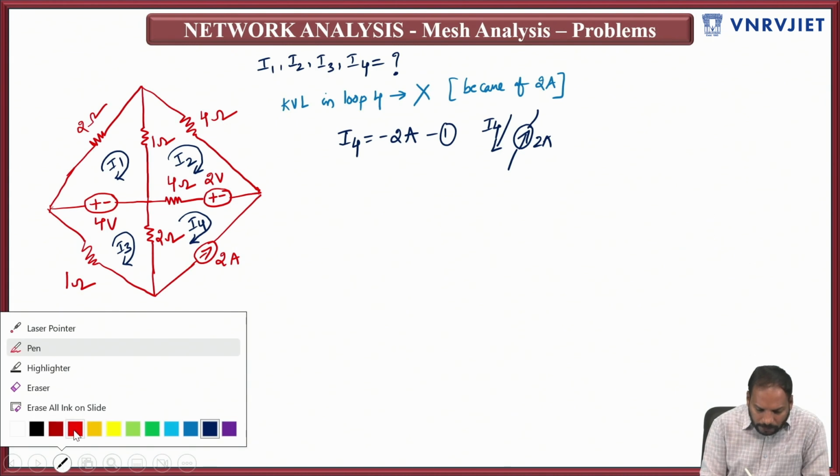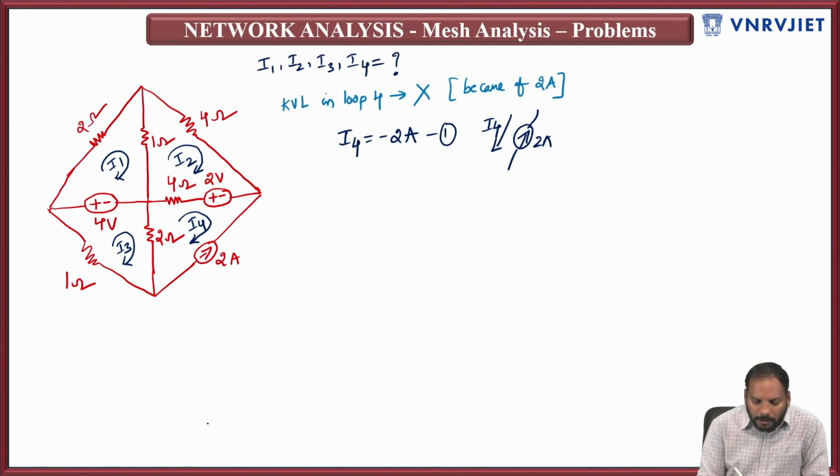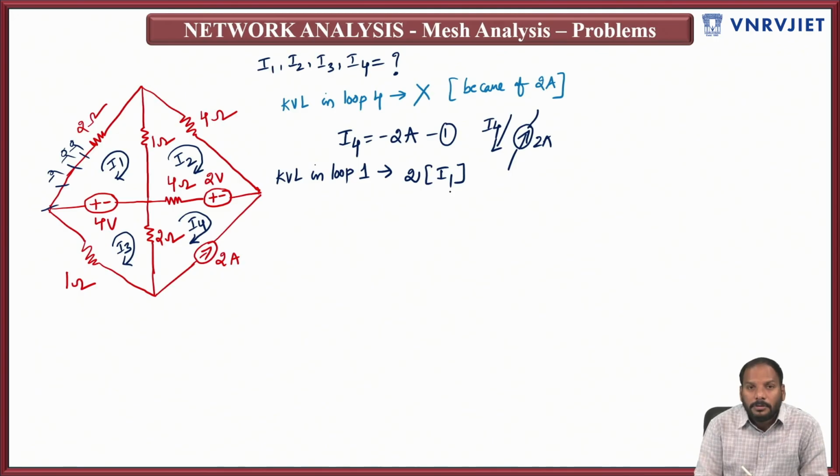So going ahead, applying KVL in loop 1. I start here, I walk like this, I walk like this, I walk like this. So KVL in loop 1. So this is something 2 times. Check the currents. Only I1 is a factor, right? So I1 is responsible, and I1 is coming with you. It is your friend. That is why it is plus I1.